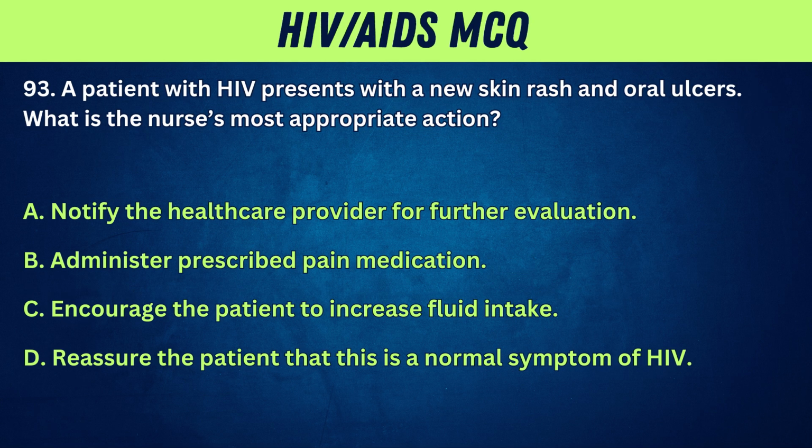93. A patient with HIV presents with a new skin rash and oral ulcers. What is the nurse's most appropriate action? A. Notify the healthcare provider for further evaluation. B. Administer prescribed pain medication. C. Encourage the patient to increase fluid intake. D. Reassure the patient that this is a normal symptom of HIV.